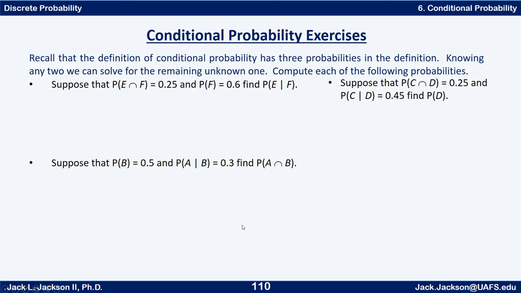So let's do some little application problems, or just some little problems that work with that. So here are three different problems. The first one is, suppose that we know that the probability of E intersect F is 0.25, and we know probability of F is 0.6. Can you use that to find the probability of E given F? Okay, that's one problem. Another one is, second problem, suppose we know the probability of B is 0.5 and the probability of A given B is 0.3. Can we use that to find the probability of A intersect B?